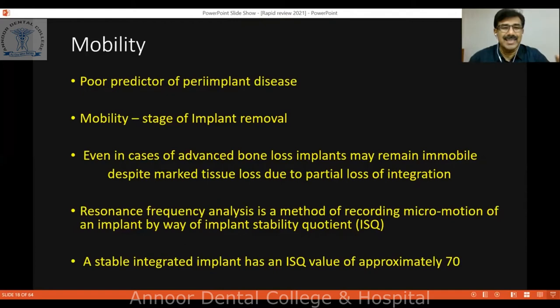And to check the stability of an implant, how well it is osseointegrated, you have a device known as an Osstell device, which basically works on resonance frequency analysis, which actually records micro motion on the implant surface. And you have a reading known as the implant stability quotient. If you have an ISQ value of approximately 70, that means you have a very well integrated implant, right? But this resonance frequency analysis or Osstell device is not used to detect peri-implantitis.